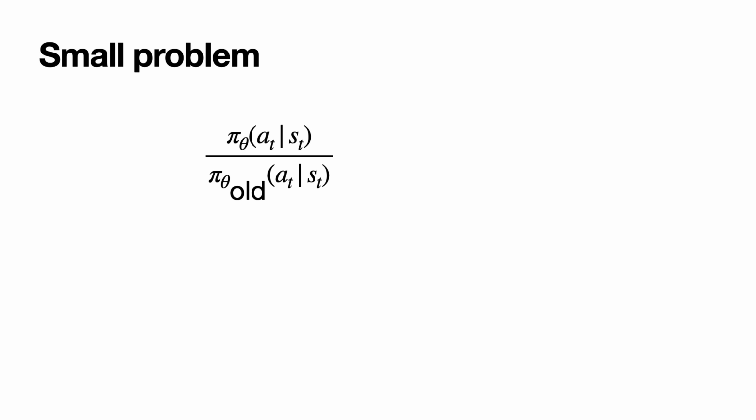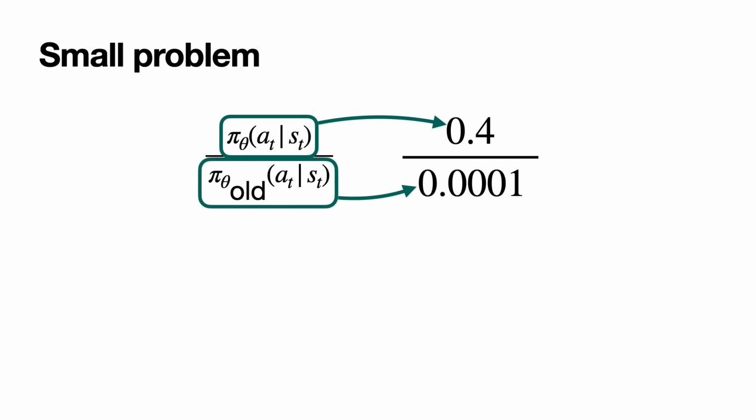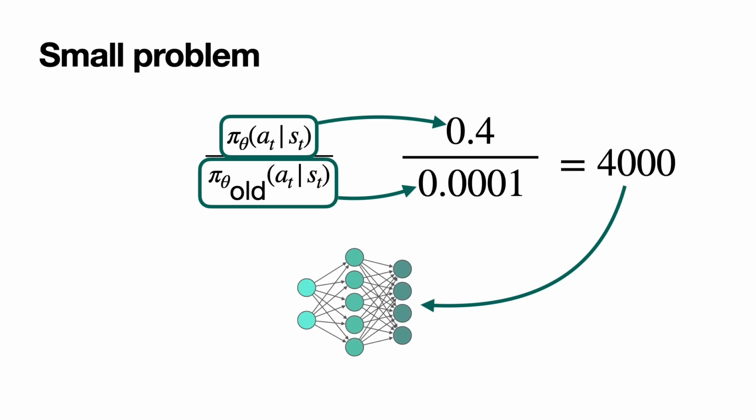Now, turns out that I haven't told you the whole story. We have a small problem. Let's say that given a policy, the probability of a certain action is 0.4. But now let's say that that increased drastically because in the previous iteration it was 0.0001. That ratio is 4,000. And if we multiply it by the gain, we still have a large number. And putting a very large number into a neural network is not very good. It's going to make it a little chaotic.